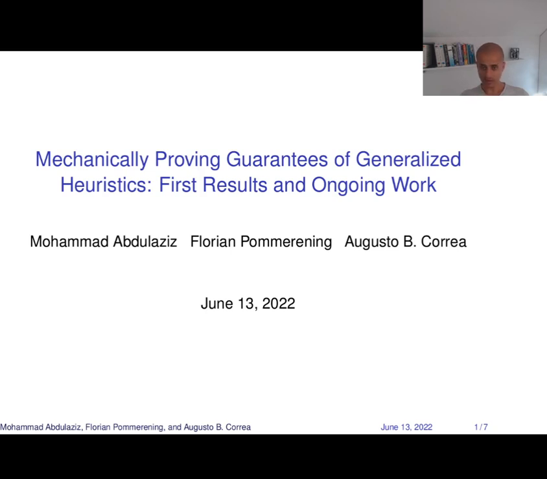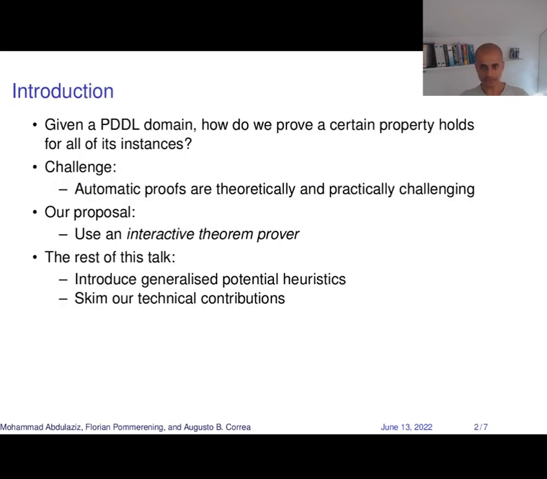I would like to make sure that I tell you that this work is preliminary. So I will just try to introduce the general problem to you and give you a light overview of our technical contributions, and then give you an idea of where I think our approach can go in the future.